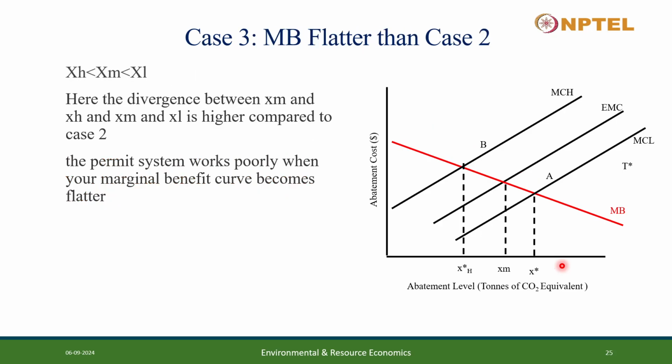Now we are assuming that we have a flatter marginal benefit curve. In this case, again we are getting lesser divergence between XM and XH star compared to previous one. And here we are getting lesser divergence between XM and XH. Sorry, here we are in the case compared to case 2, we are assuming the flatter MB curve and the divergence increases, because steeper the MB curve, there will be lesser divergence.